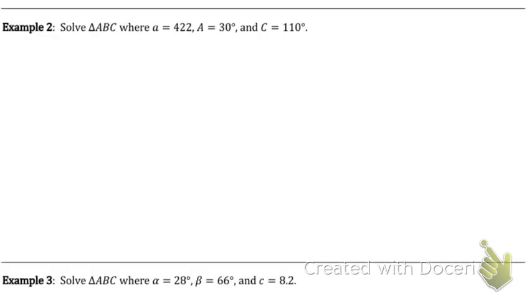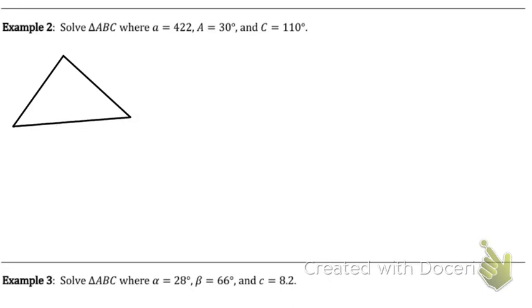All right, now we'll go down to this one. Now we have triangle ABC where our side A is 422. Our angle is 30 degrees, and angle C is 110 degrees. So once again, I'm just going to draw a triangle. I'm going to make sure it's possible to even use the law of sines.